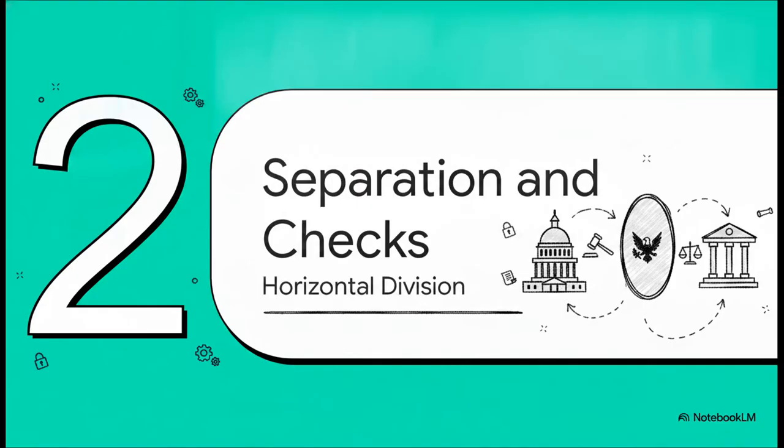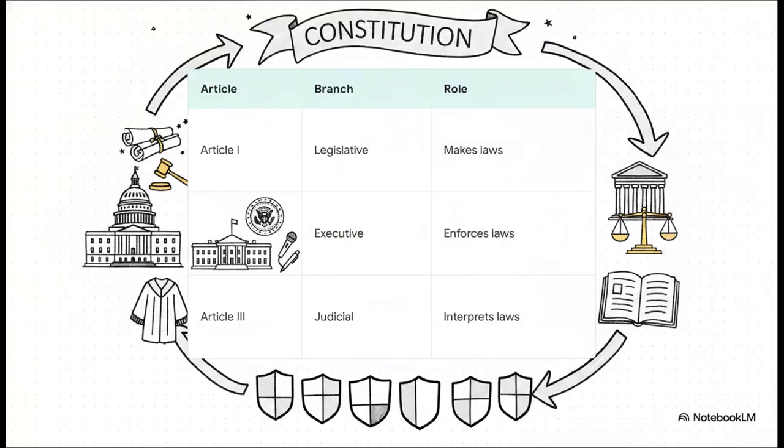Moving right along to Section 2, Separation and Checks. The first 3 articles of the Constitution establish 3 completely independent branches of the federal government. Article 1 sets up the legislative branch, that's Congress, whose job is to make the laws. Article 2 establishes the executive branch, the president, whose job is to enforce those laws. And Article 3 creates the judicial branch, the federal courts, whose role is to interpret the laws.